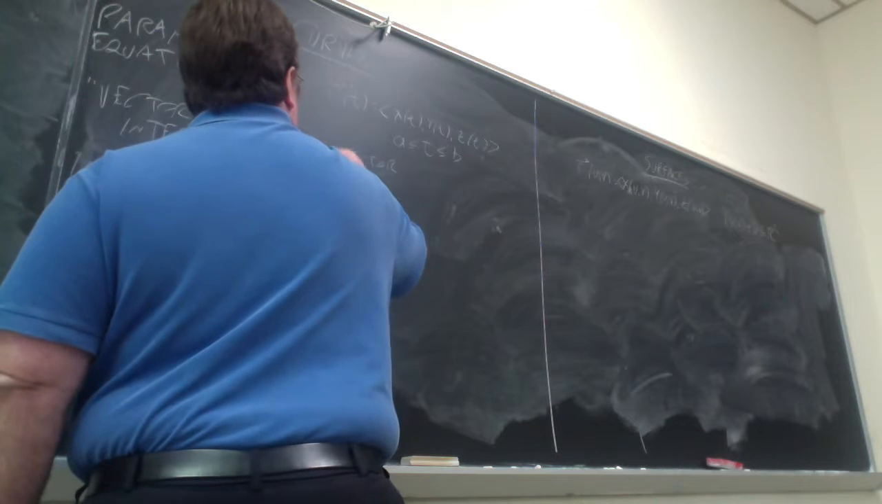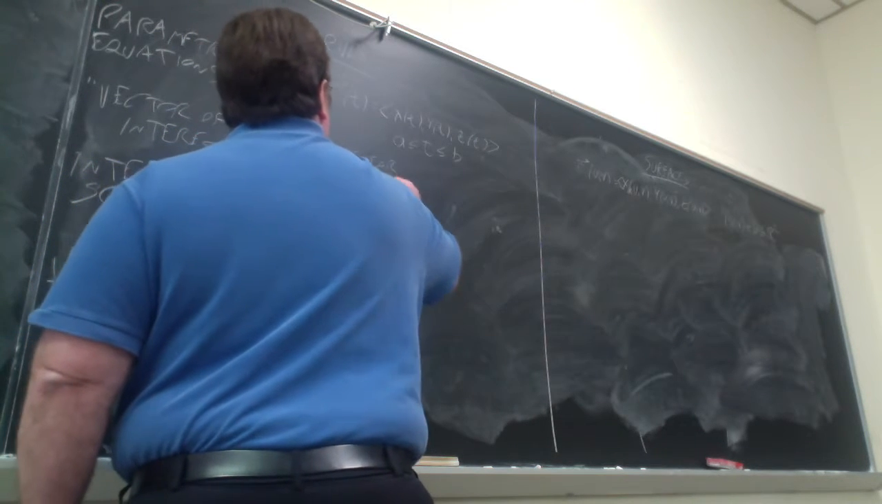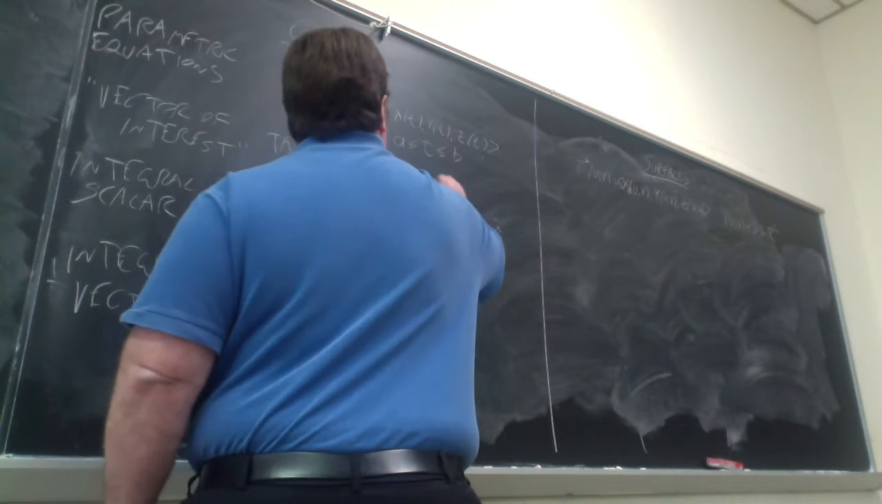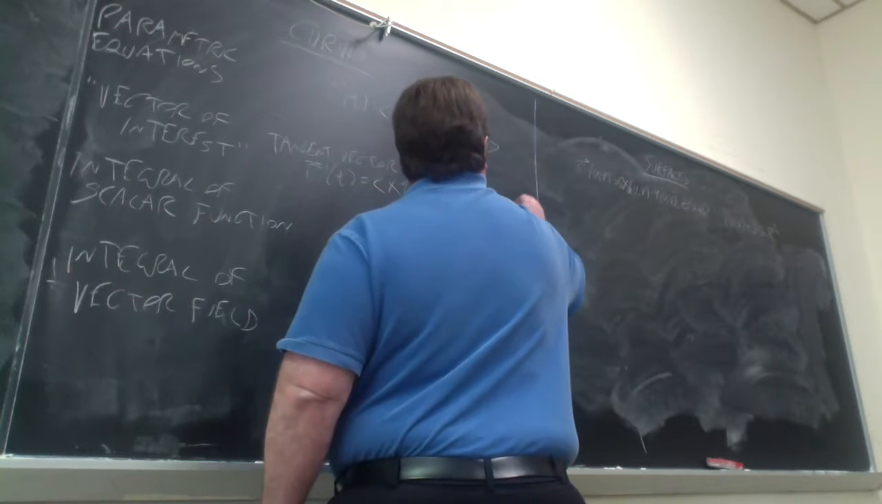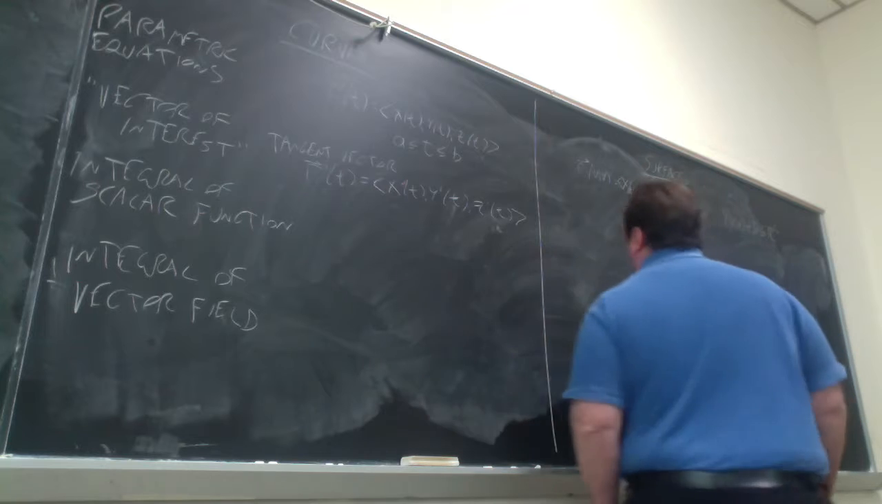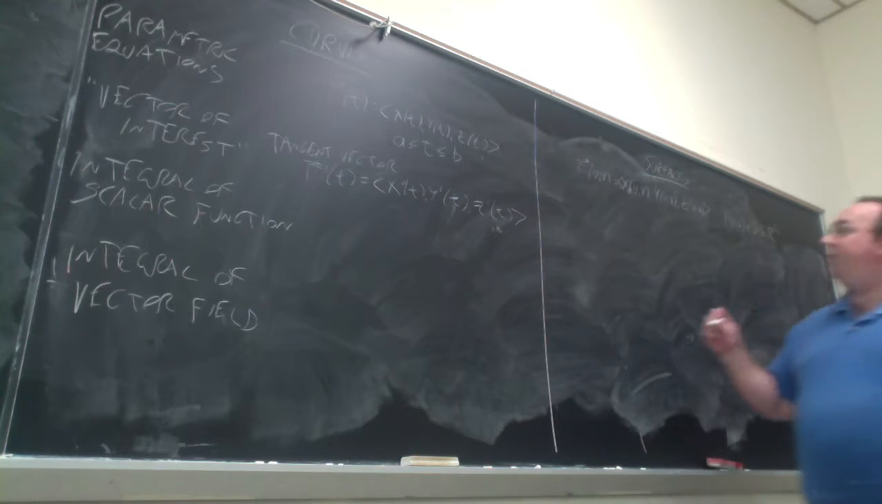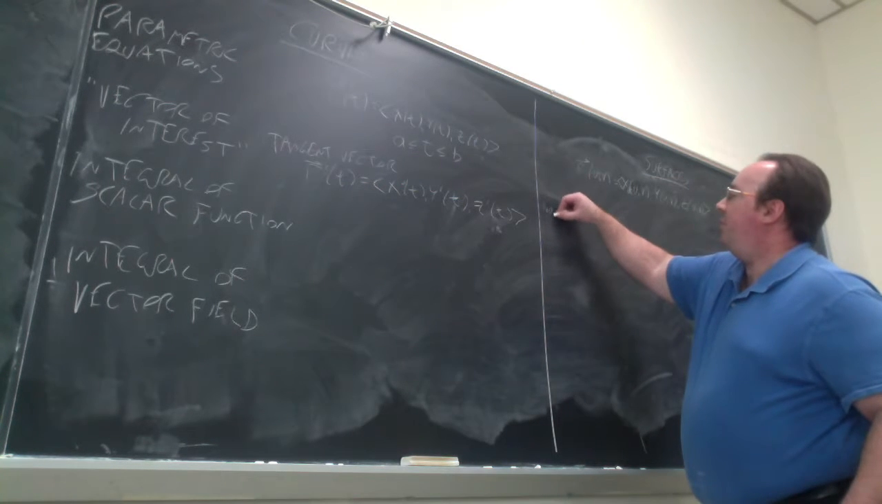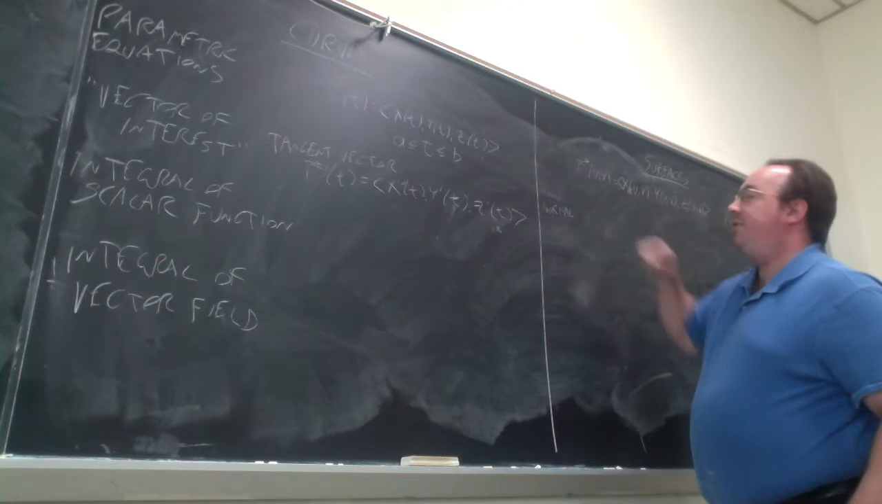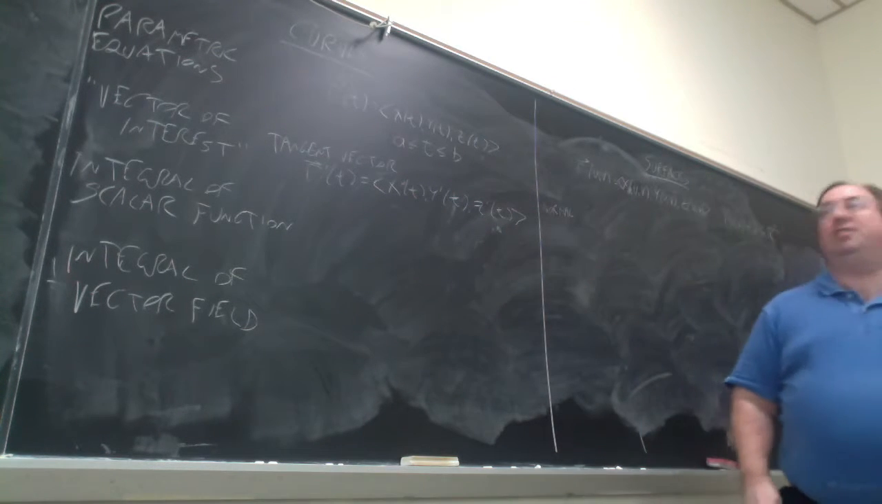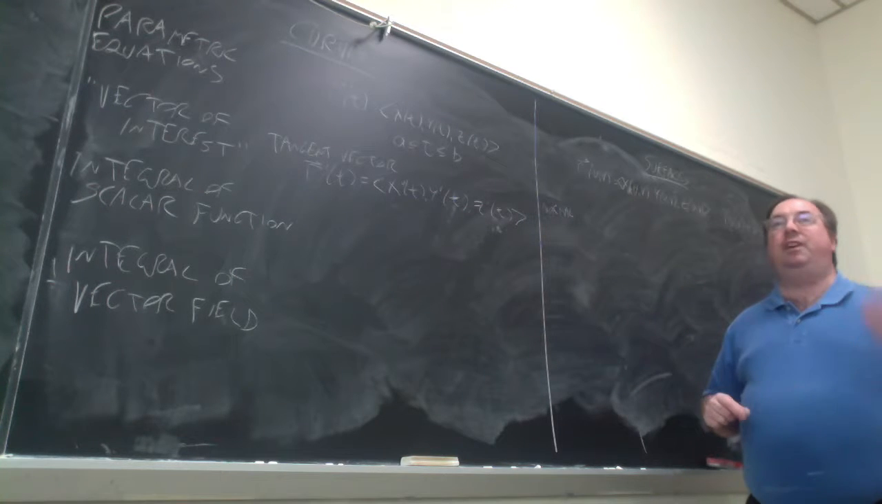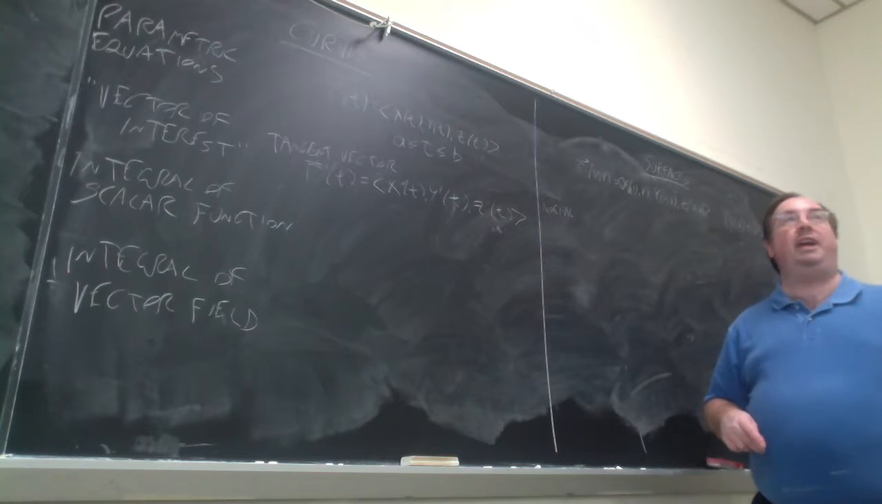That is r prime of t. That's just x prime, y prime, z prime. For surfaces, though, it is the normal vector because there is no one vector. Here, this is the one vector that's needed to describe a tangent line. The normal is the one vector that's needed to describe the tangent plane.